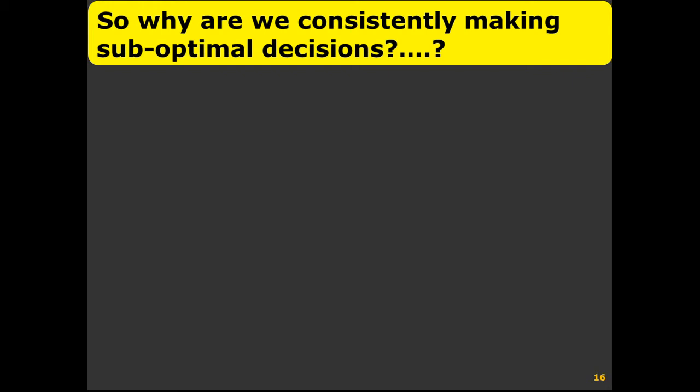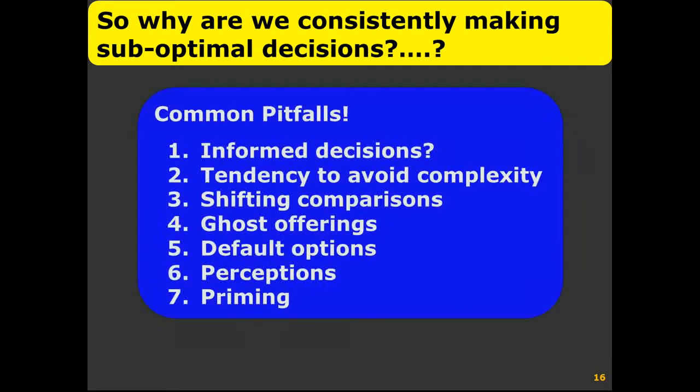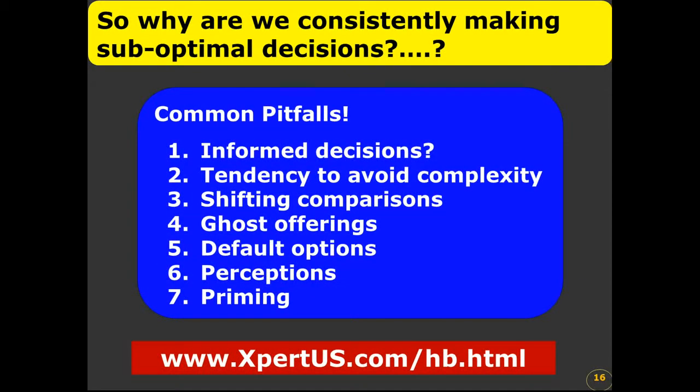So why are we consistently making suboptimal decisions? Some of the common pitfalls are really our desire to be informed, in other words, seeking more information. The tendency to avoid complexity. Shifting comparisons. Ghost offerings. Default options. Perception. And even priming.